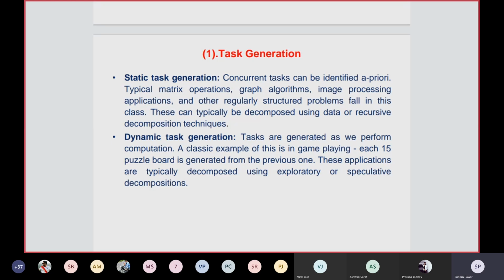Here you have to remember, in case of static task generation, concurrent tasks are known in advance, or a priori, and examples are typical matrix operations and graph algorithms. Then dynamic task generation: tasks are generated when we are performing the computation at runtime. And the classic example is game playing, that is the 15 puzzle problem.